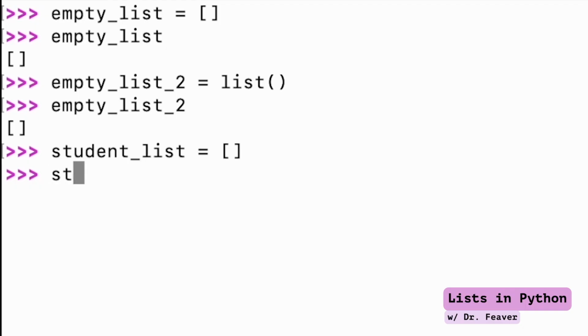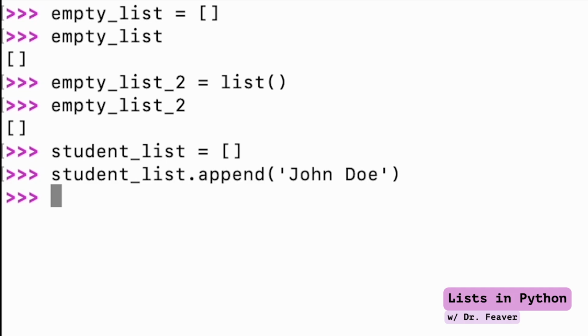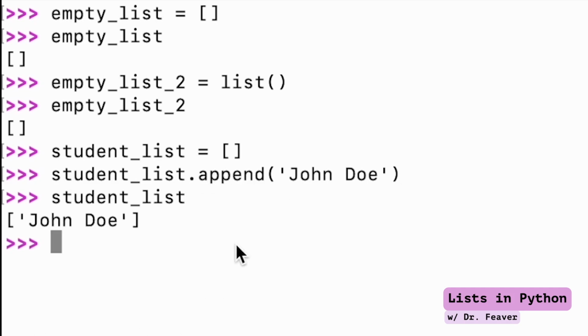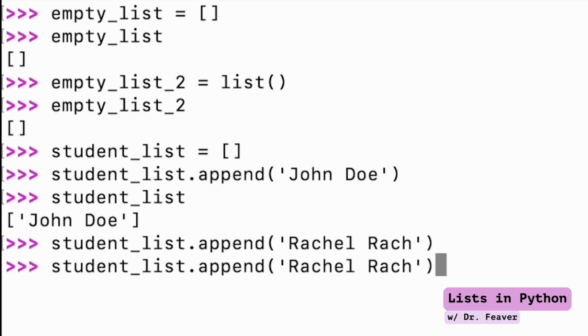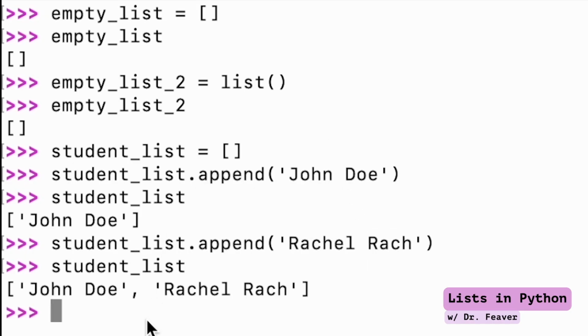I can do something like student list dot append John Doe. So this append function adds something to my list. So if I do student list dot append John Doe, then we get something in the list. And then I could do student list dot append Rachel Ratch. And then if I print student list, we can see it has John Doe and Rachel Ratch in it.